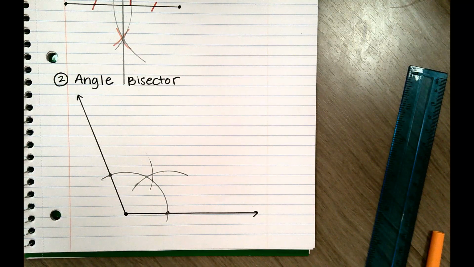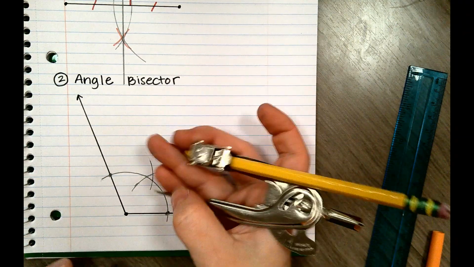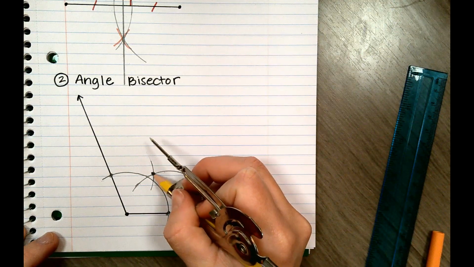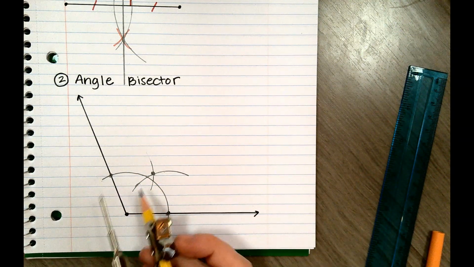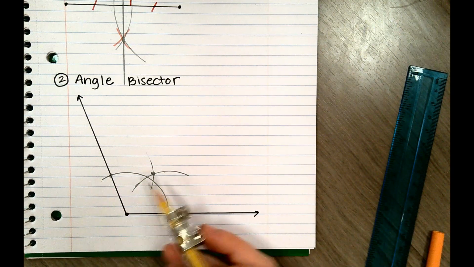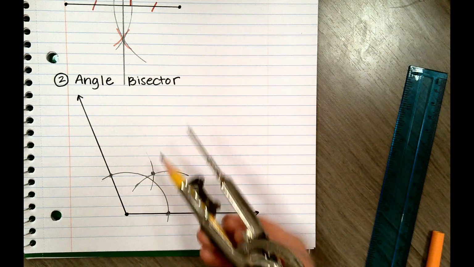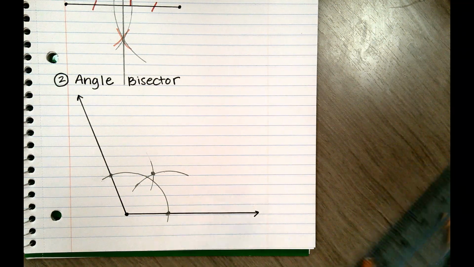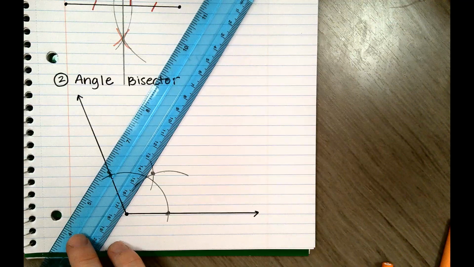That is my third intersection right here. Mark it. So this is the point that we're looking for. An angle bisector splits our angle perfectly in half without using any measurement tools other than the compass.